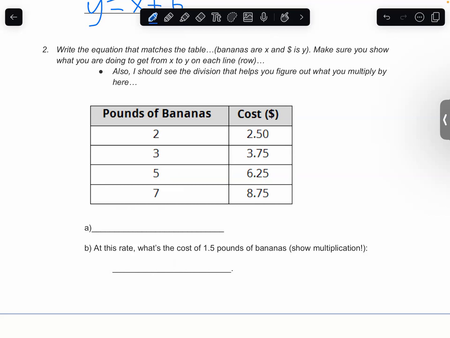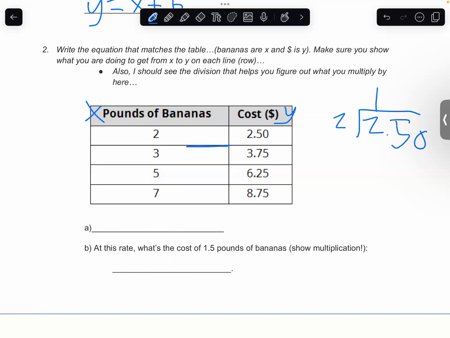So write the equation that matches the table. Bananas are x, so x is over here, y is over here. X is to the left, y is on the right. We need to show what we are doing to get from the x to the y. What you've got to remember here is we probably don't know what we do to get from the x to the y. So times what? We don't know. The opposite of multiplying is dividing. So to find what we multiply by, we need to find the other factor by dividing 2 into 250.